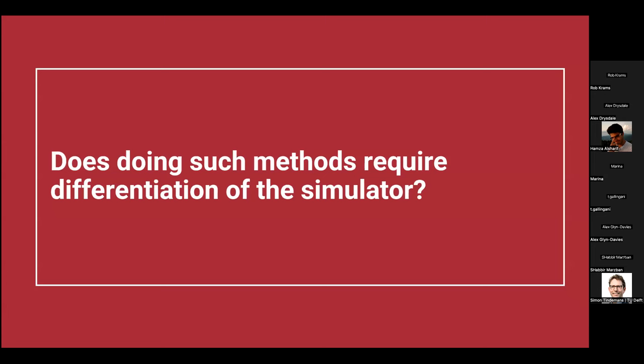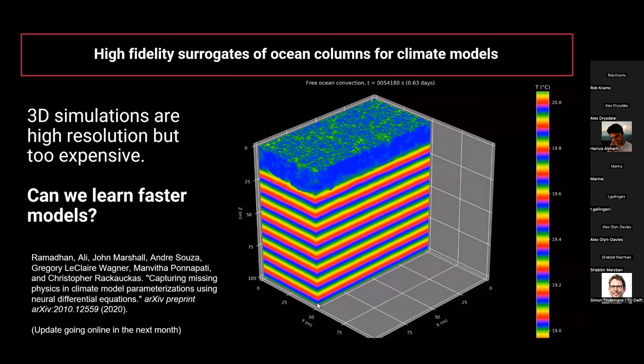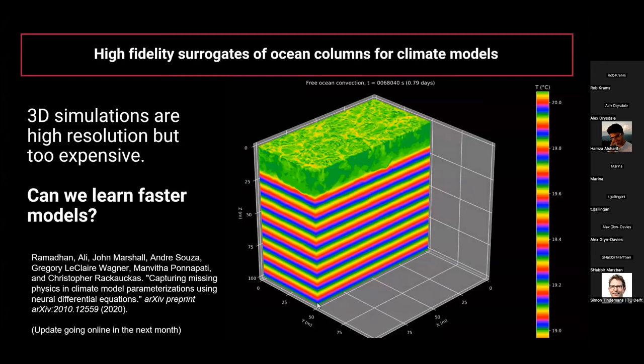But the next thing here is, okay, does this actually require differentiating the simulator? I haven't gotten to how we train these things at all. So a nice example to dig into for the differentiation aspect is this case that we did with the climate models. It says that this is an older version of this slide. The preprints have been out there for a while now.